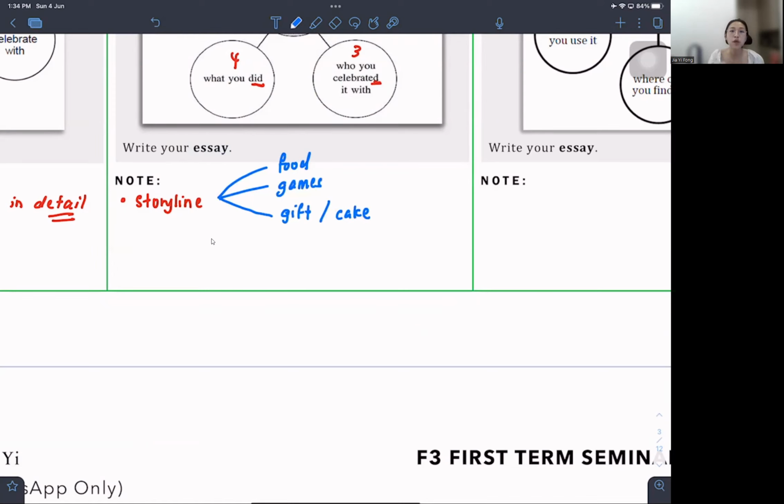So what happened if you give me common storyline? Nothing wrong at all, just that it's very difficult for you to push your mark higher when it comes to communicative achievement. Like I said, let me repeat again. Your communicative achievement, it's my impression, my feeling about your story. When I read a boring story, it doesn't really give me a strong feeling, then I cannot give you high marks. So to get higher marks, you need to give me something special, okay?